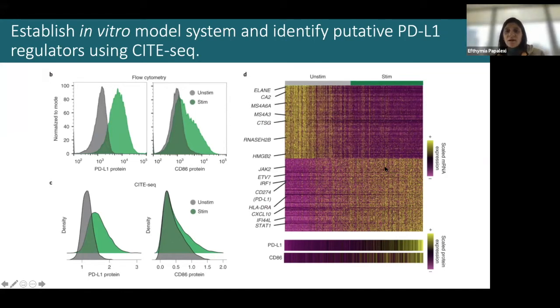And you can see that cells are ordered based on how highly PD-L1 protein is expressed. And you can sort of see that cells with high PD-L1 expression in the stimulated group also upregulate, for example, IRF1 transcript, which I already told you is a regulator of PD-L1. So I'm showing you a list of maybe 10 genes here that coincide with PD-L1 upregulation, but now actually I have hundreds of genes that I can look through and identify other putative regulators of PD-L1.